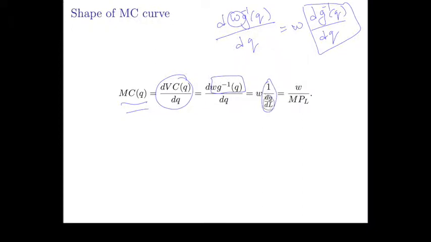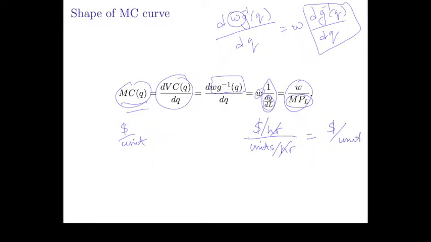But we know what this thing is. The derivative of the production function is just the marginal product. So the marginal cost is just W times 1 over marginal product. In other words, it's W divided by marginal product. If you think about the units that these things are measured in, this equation makes perfect sense. Marginal cost is dollars per unit. The wage is measured in dollars per hour of labor. And marginal product is the additional units you get per hour of labor. So if we take the ratio of those two, the hours cancel out, so we get dollars per unit, which is the same as what marginal cost is measured in.